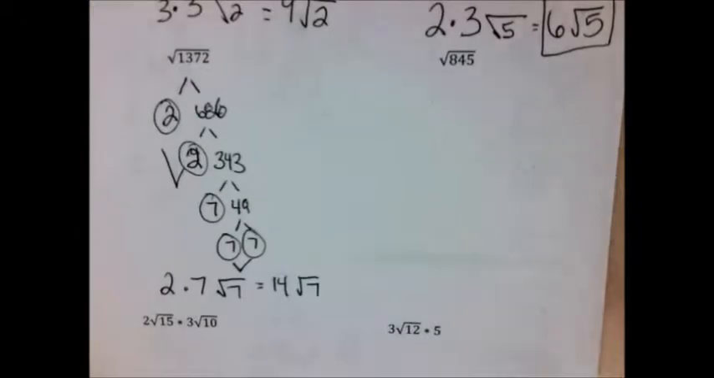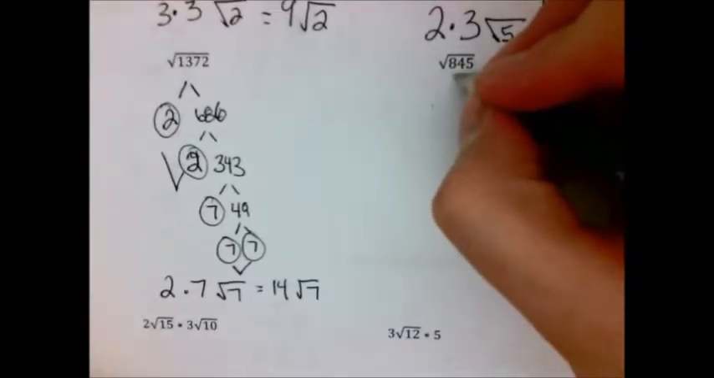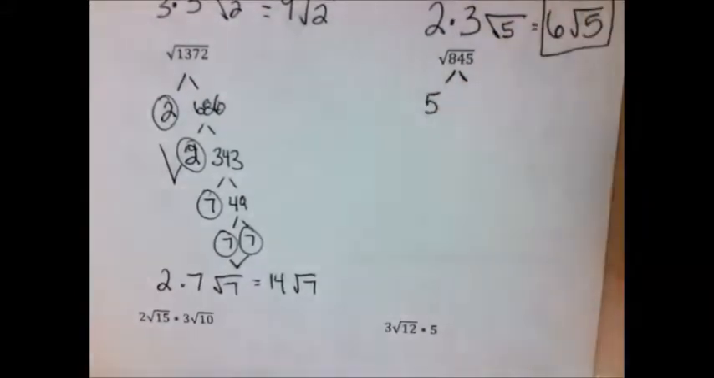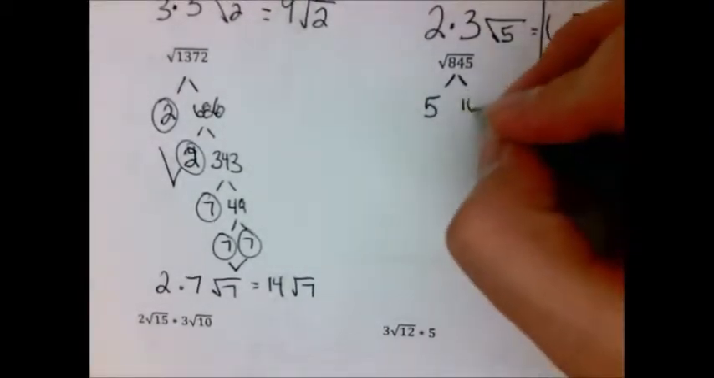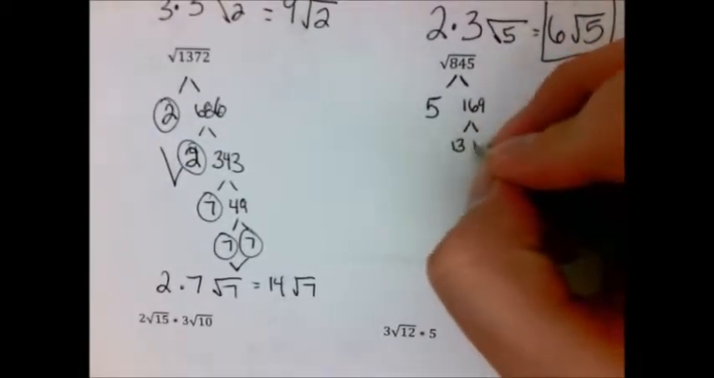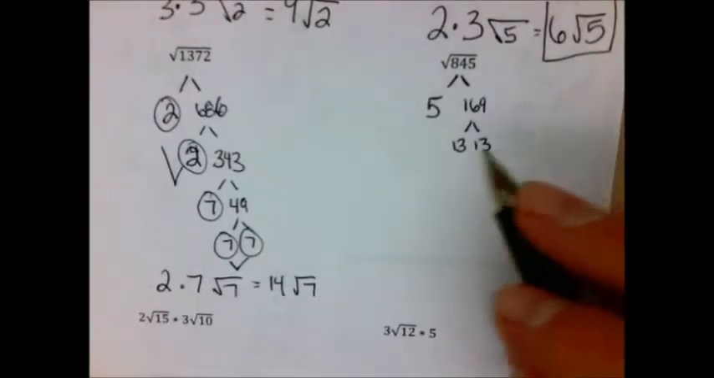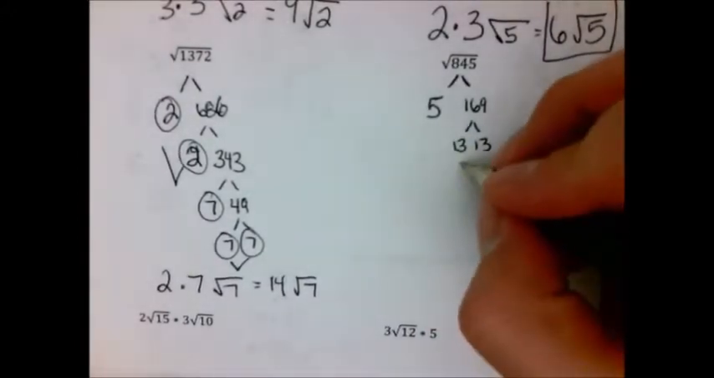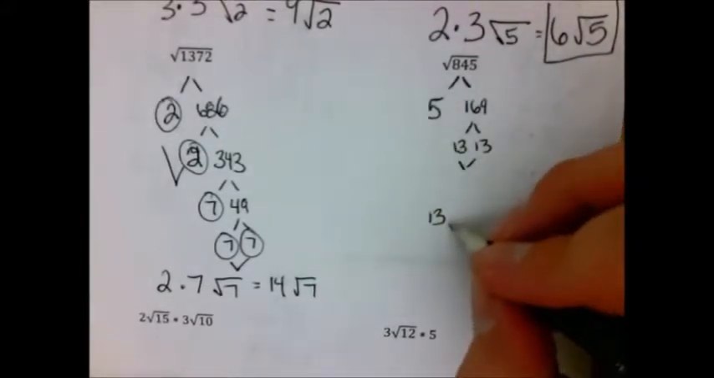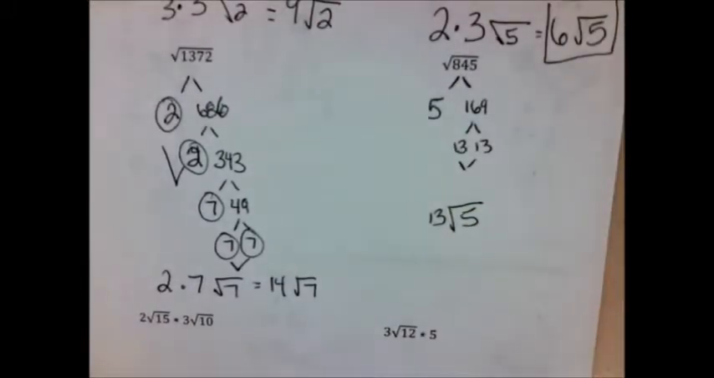Alright, let's try this third one. So this breaks down. Now this ends with 5, so we're going to say 5 divides it. If we take 845 and divide it by 5, we should get 169. Technically, I know you guys wouldn't know this, but 13 goes into 169. So we have 5 and 2 13s. So these go together: 13 square root 5. And that's how you break these down.